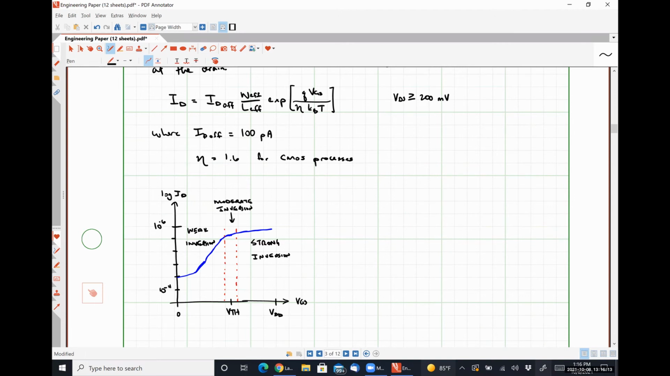So this moderate inversion region is where our overdrive voltage is very, very small, right? So we're not fully driving this guy by any stretch of the imagination. This thing right here, we'll call our sub-threshold slope, is important.